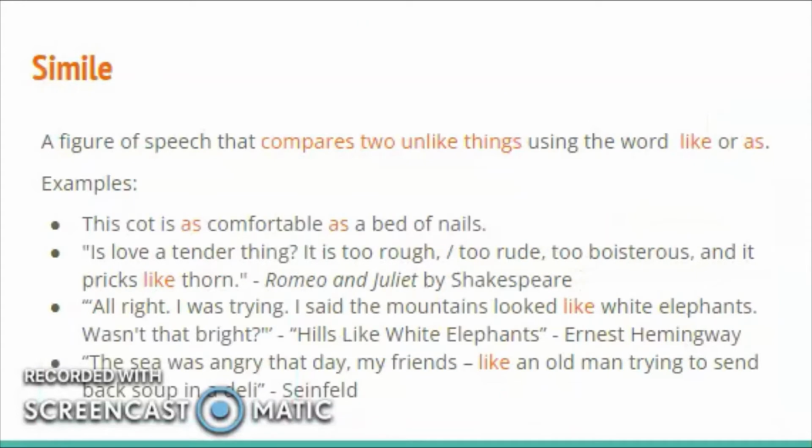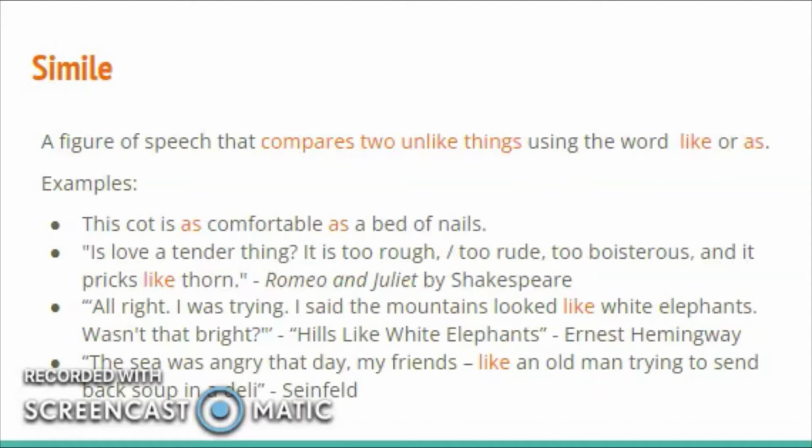Next up, we're going to talk about similes. This is a figure of speech in which the author compares two unlike things using the word like or as. So those words are going to be key in indicating similes. Not every sentence that has the word like or as is a simile, but these are good signals.